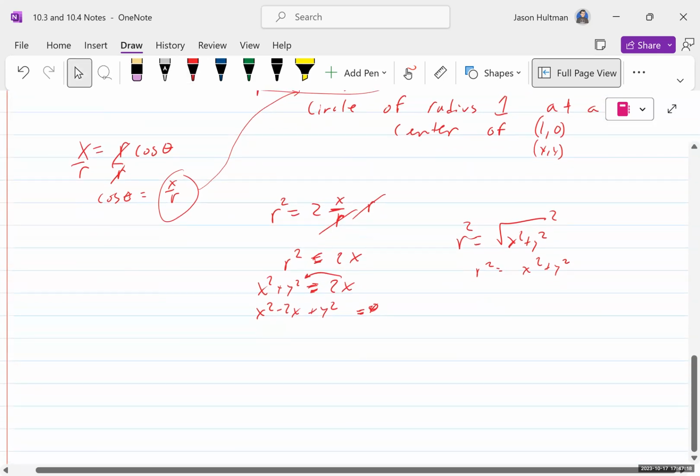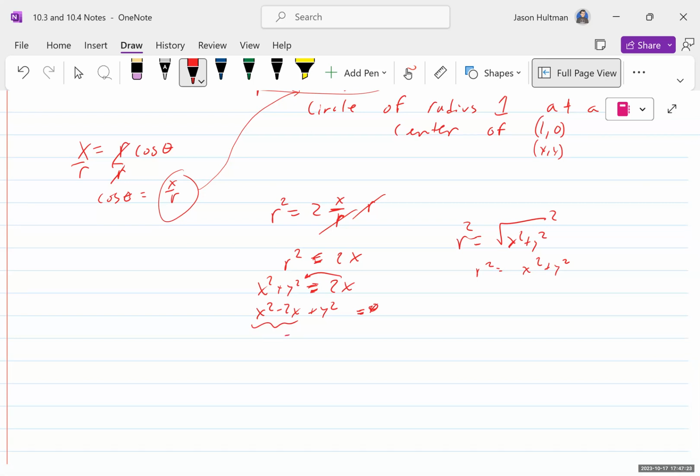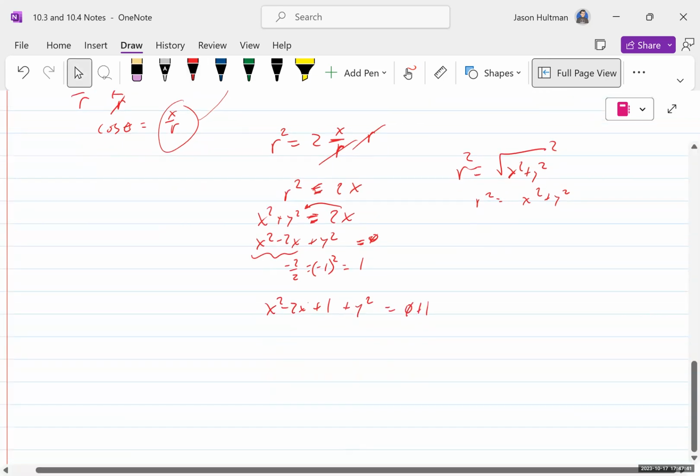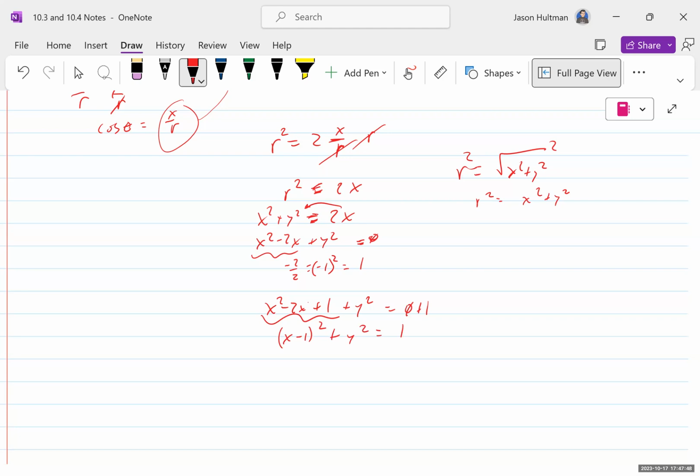And now let's complete the square, having the x terms together. Half of negative 2 is negative 1. So negative 2 divided by 2 is negative 1. Square that, and I get 1. And that's what I want to add to both sides to keep it balanced. So x squared minus 2x plus 1 plus y squared equals 0 plus 1. Now I want to factor this into x minus 1 squared plus y squared equals 1. Now, I could square the 1 as well if I wanted to, take the square root and then square it.